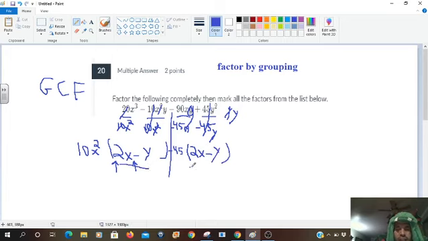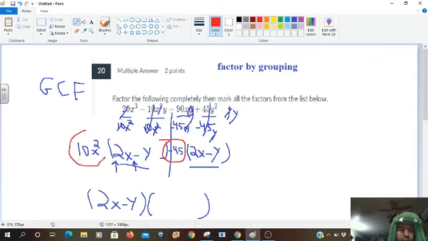2x minus y, 2x minus y. We're going to pull out that 2x minus y. That's going to be our first factor for this grouping problem. And then whatever's left is going to be the other factor. And since we have a negative 45 and a 10x squared, that's just going to be what's left. So we have 10x squared is what's left for our other factor, and a minus 45.